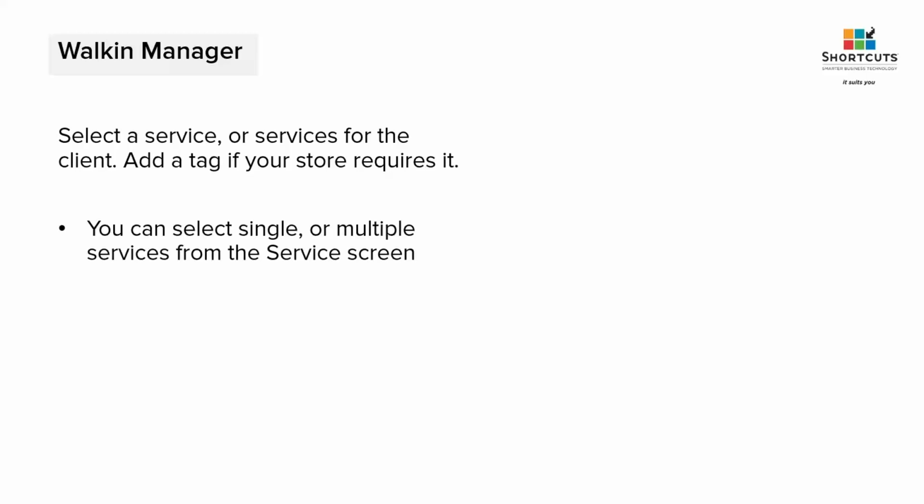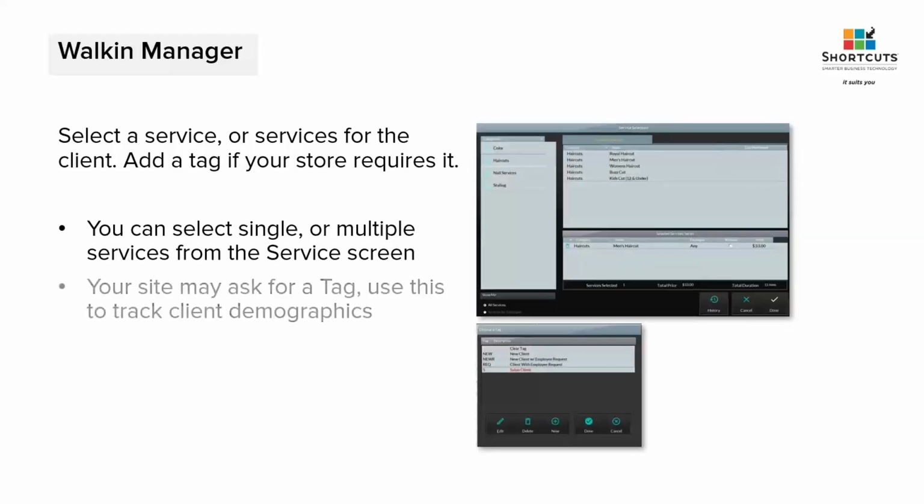So after you choose a customer or after you create a customer, you then either add a tag if your shop requires it, or you select a service. Now, you do have the ability to select a single or multiple services from the service screen. And again, if you're tracking demographics like, is this a new client? Is this a shop regular? Did they request an employee? You may also use tags for that.